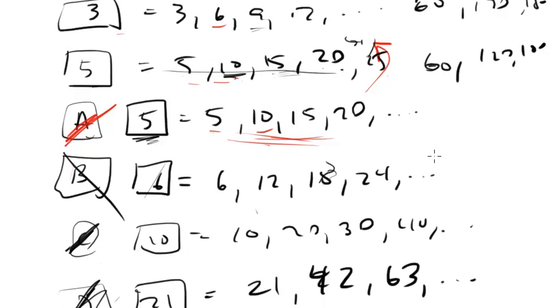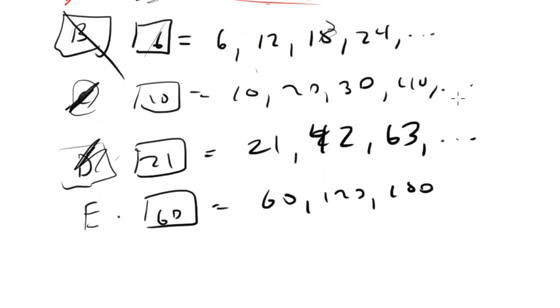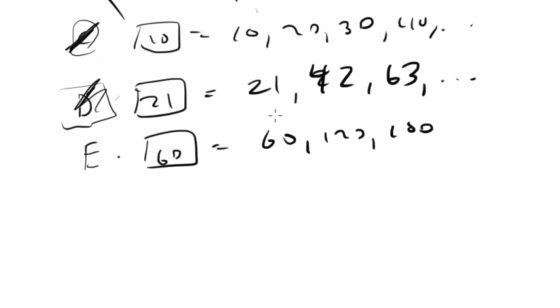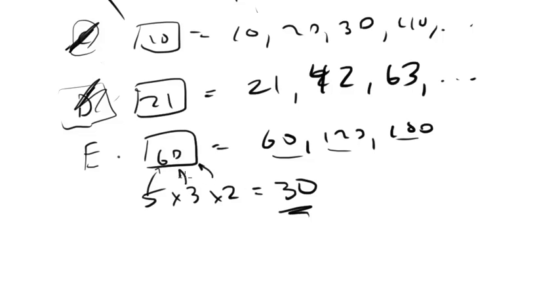Well, the easiest reason to see why this is the case is that 5 times 3 times 2 is 30, right? And 30 is going to be a part of all of these, and that's essentially why it's going to work. Another reason is 5 and 3 and 2 all go into this. They're all divisible into 60. So the answer here is going to be E.